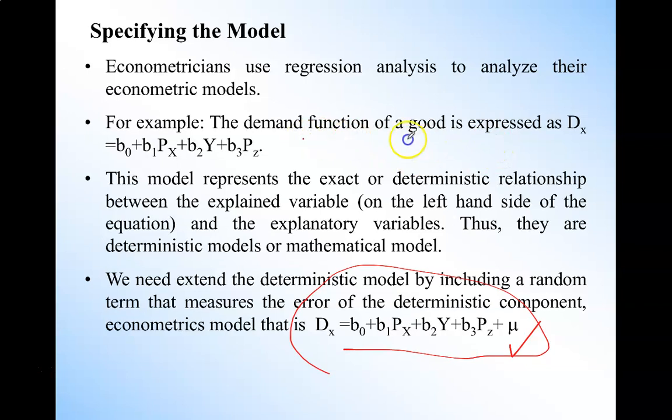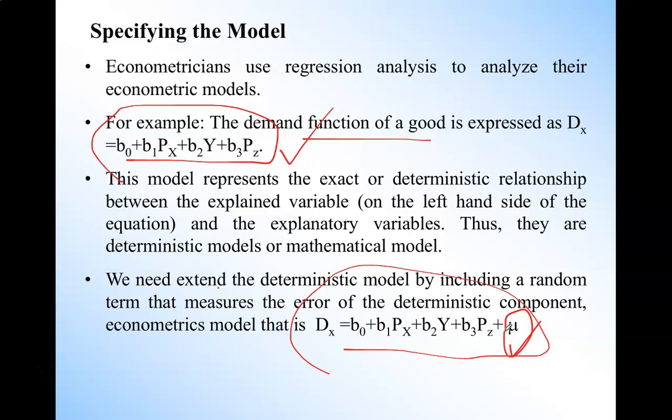Here is a demand function in terms of functional form. You can write it in a mathematical form also. We need to extend the deterministic model by including a random term that measures the error of the deterministic component. So here is deterministic. Why is it called deterministic? Because with this additional thing, the random term or the error term, the regression becomes an econometric model, an empirical econometric model, a random model.